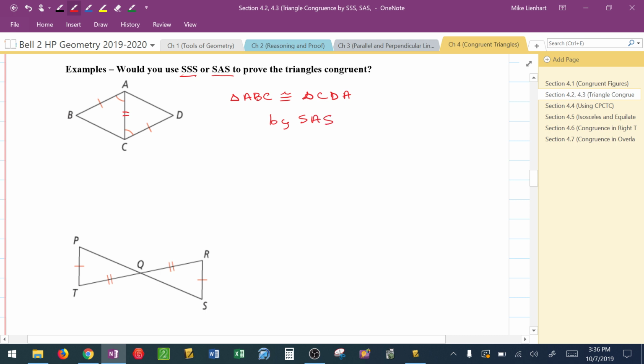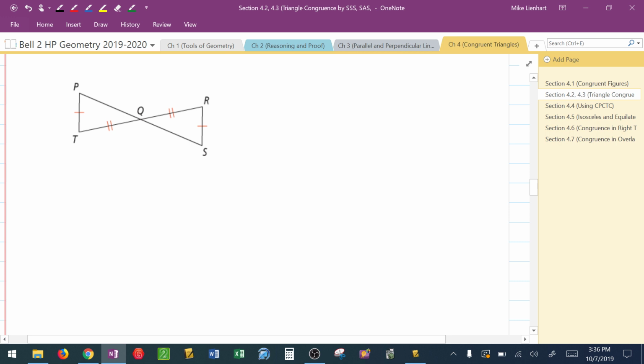All right? Take a look at the next picture. In this next picture, the only thing that I know to be true is that these vertical angles are congruent. So I don't know anything about PQ and SQ. Side, side, side is out. I don't know anything about angle T and angle R. Side angle side is out. I don't have any other resource. Now some of you may be thinking angle side side. Well, here's the problem. If you use angle side side, you become an angle side side. I'll explain that more next class.